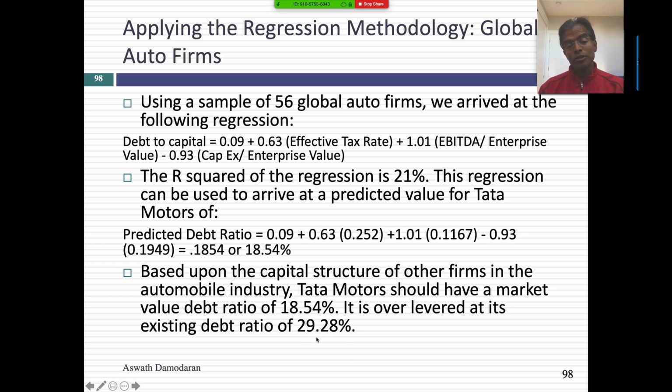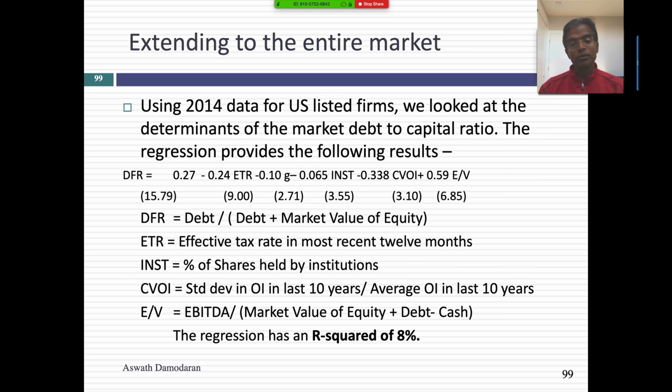Their actual debt ratio is 29%. Looks like they're over levered. That actually confirms what we found with the cost of capital approach. But this is a finessed relative analysis where you're looking at other companies in the sector but controlling for differences. Once I did that, I said, why stop at the sector? Why not look at every company in the market?